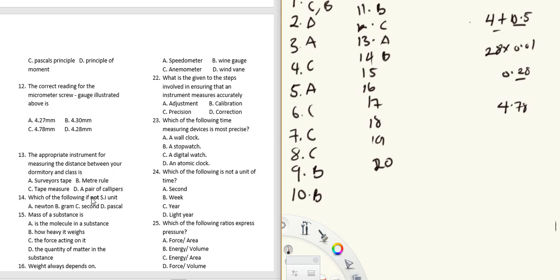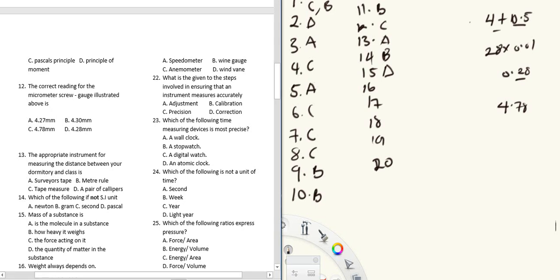And then 15, mass of a substance is a molecule in a substance, no. How heavy it weighs, no. The force of gravity on it, no. The answer is actually the quantity of matter contained in a substance. That is the mass of a substance. Okay, so D for 15.